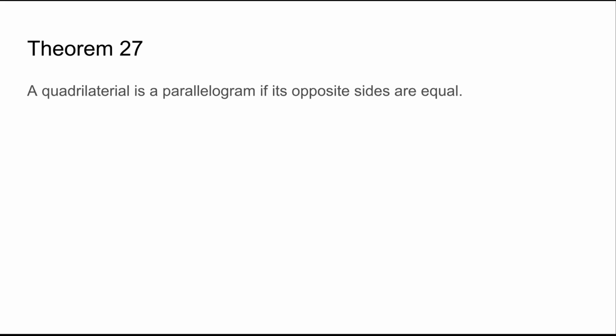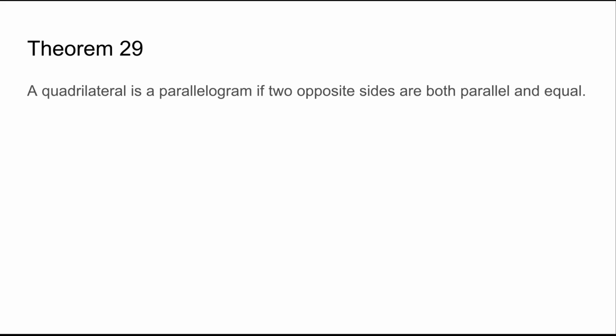Theorem 27. A quadrilateral is a parallelogram if its opposite sides are equal. And a quadrilateral is a parallelogram if its opposite angles are equal. So not only are they, what is the difference between these two? Opposite angles and opposite sides. So the opposite sides are equal and the opposite angles are equal.